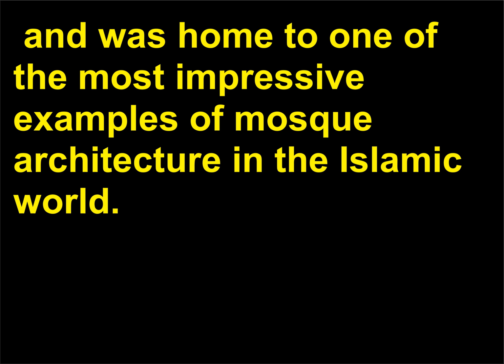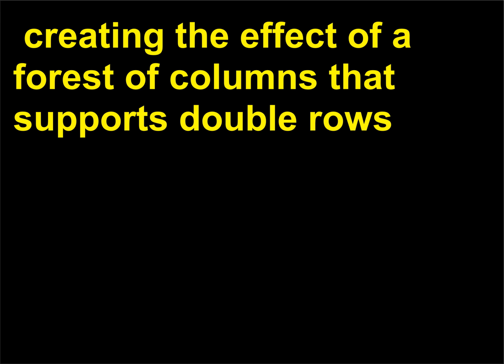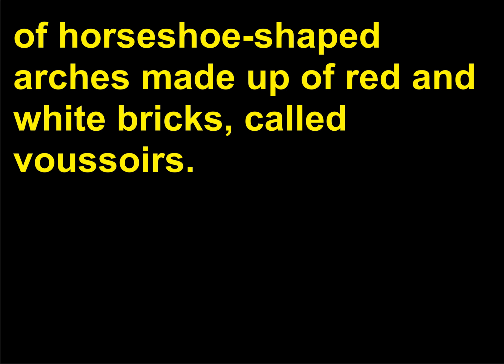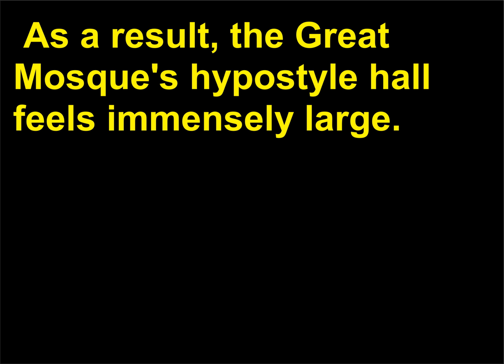The Great Mosque of Córdoba was one of the largest mosques ever built. It has no central altar or shrine, but features a prayer hall that reaches over 250,000 square feet. Besides its large size, the Great Mosque's prayer hall is notable for its use of hypostyle, creating the effect of a forest of columns that supports double rows of horseshoe-shaped arches made up of red and white bricks, called voussoirs. As a result, the Great Mosque's hypostyle hall feels immensely large.